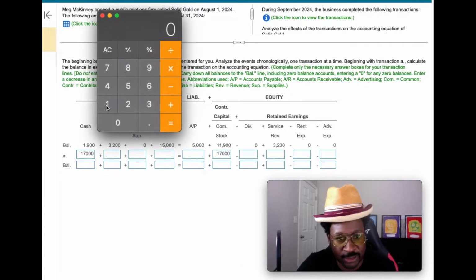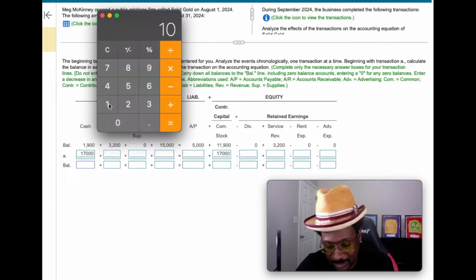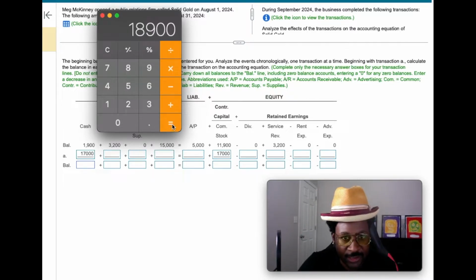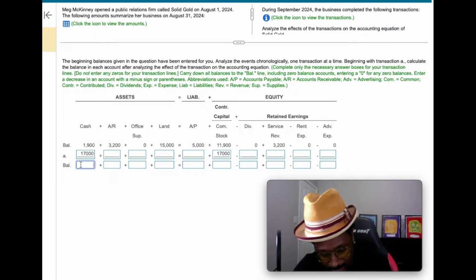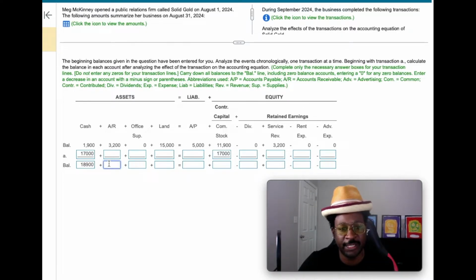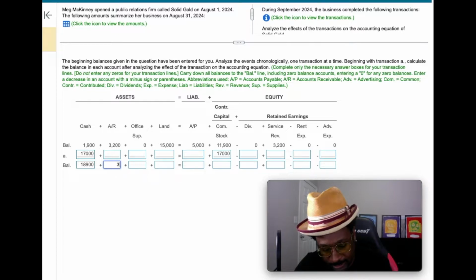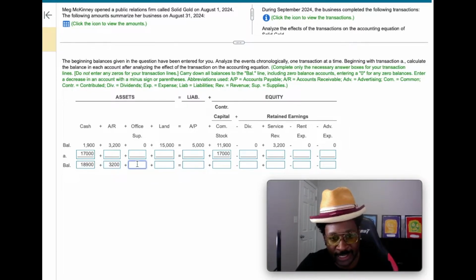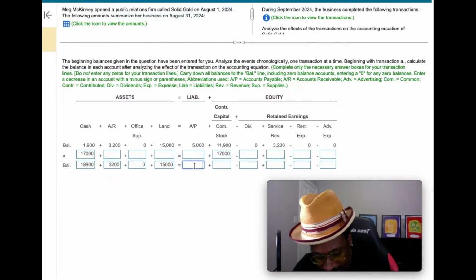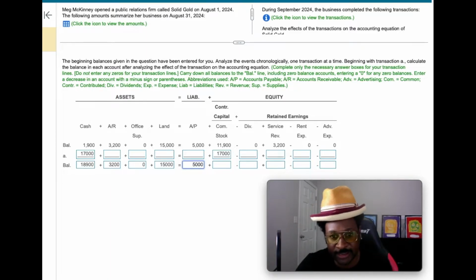So we're going to take the original balance of $1,900 and we're going to add $17,000 to that. And that will give us a new balance in cash of $18,900. There was no effect on our accounts receivable balance from the transaction, so we're going to carry over that previous balance, which will give us $3,200. No effect for supplies, so we're just going to bring that zero balance down. Our land account, no effect, so we're going to carry over the $1,500. Same for our accounts payable, $5,000, just carrying it down.